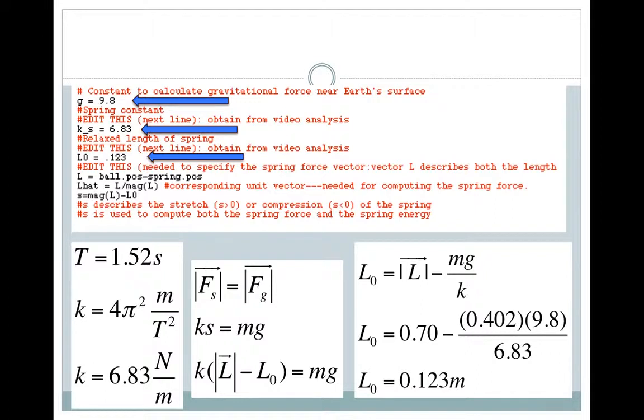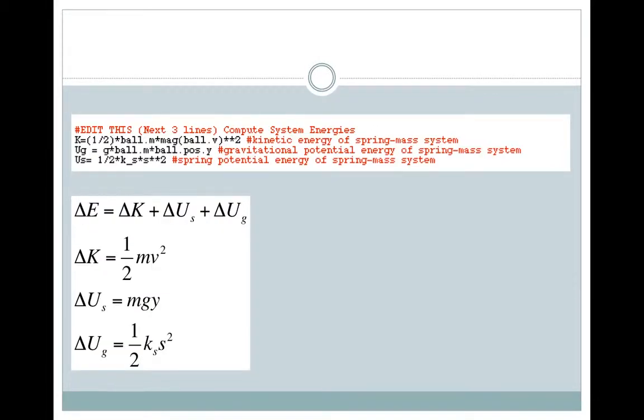From that k, we found L naught, their static equilibrium, where the force of the spring equals the gravitational force. There, L naught equals the L vector minus mg over k, which gives us a value of 0.123 meters. There, we use the energy principle of delta E equals the kinetic energy plus the potential energy in the spring plus the potential energy in gravity.